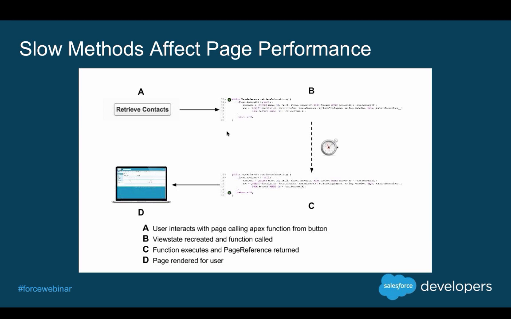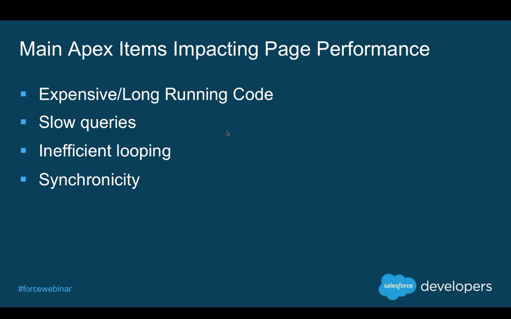So the main areas of Apex that impact performance like this are expensive and long-running code. And what do I mean by that? Well, I mean things like triggers and DML, and slow queries. Slow queries can have a massive performance implication if you're not using the correct indexes, if you're not filtering properly, or if you're retrieving more data than you need. That can really slow down your system.